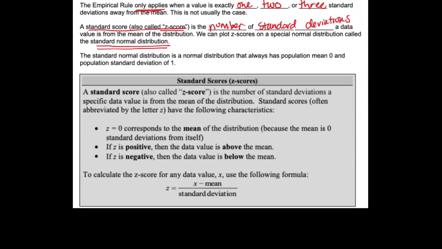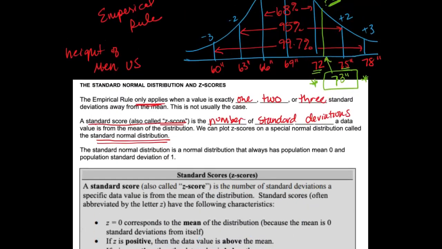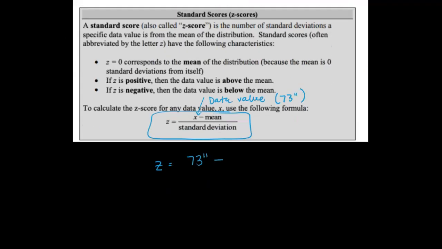And so what we can do is use the z-score formula, which is right down here. And the nice thing is it's fairly simple. We're just subtracting and dividing. The x in the formula, that's just your data value. So in our example, that would be the height of 73 inches. That's the value that we're trying to find the z-score for. So to find it, I would just do 73 inches minus the mean, and so we can go back up to the graph here. The mean male height is 69 inches, so that goes in for mean, and the standard deviation is approximately 3 inches.